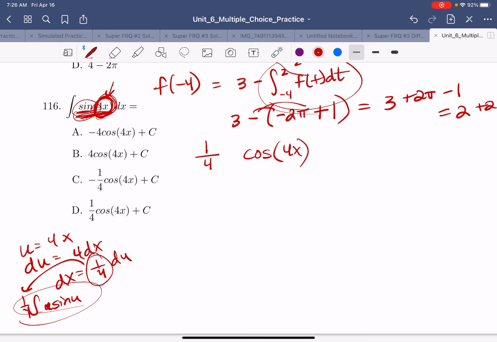So I know that if I took the derivative of cosine, I'm going to end up with a negative sine result. But because I don't have a negative sine result there, my result can't have a negative. So I'm going to have that extra negative up front to negate that negative when I'm doing the derivative. So it'll be negative 1/4 cosine of 4x. Don't forget the plus c. So the answer for 116 is C.